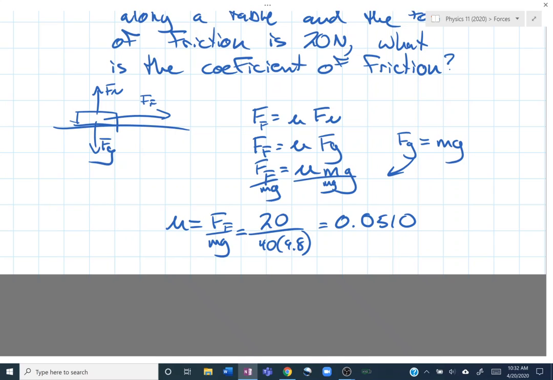It's probably worth pointing out that coefficients of friction are almost always, but not by rule, less than 1. So they're usually between 0 and 1. So this is a pretty normal coefficient of friction. It's actually quite low, but definitely in the realm of possibility. That is coefficients of friction, friction, and normal forces.